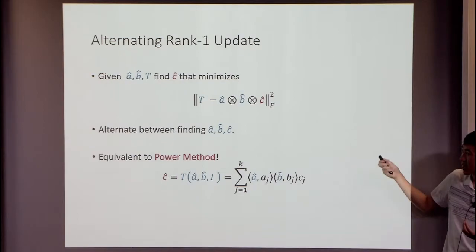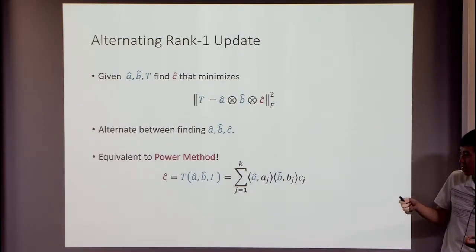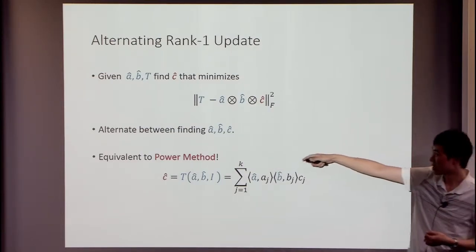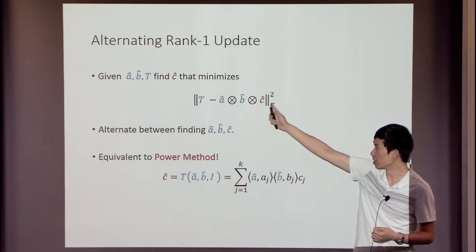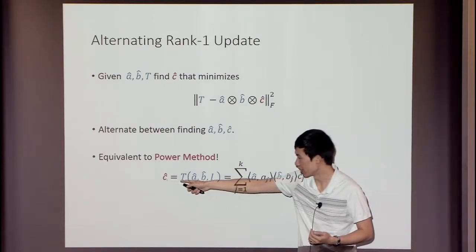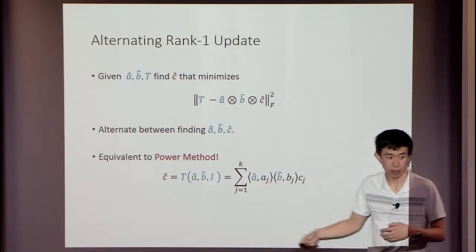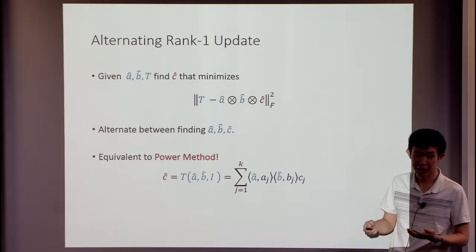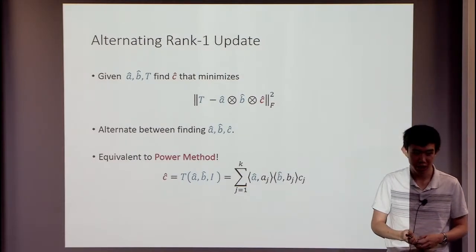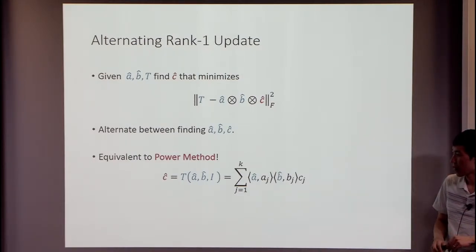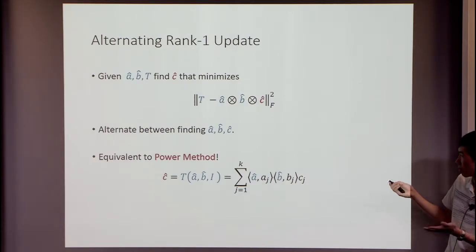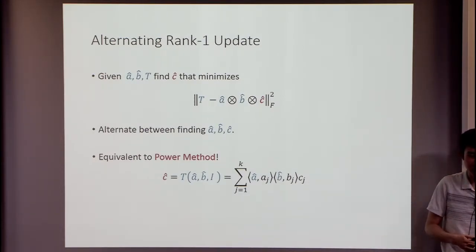It turns out this alternating rank 1 update is really equivalent to the power method. The C hat that optimizes this function is not necessarily equal to, but proportional to, the tensor applied to A hat and B hat. We have the same expression as before. That's why I say people often also use the power method in practice.